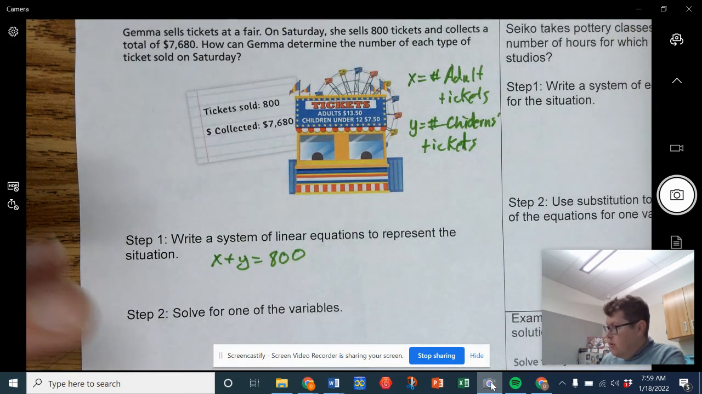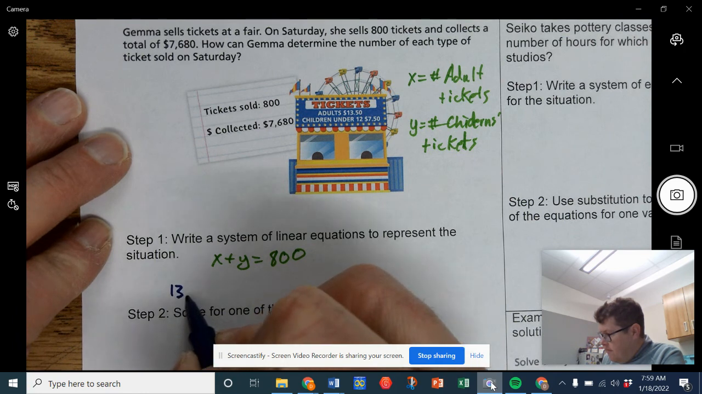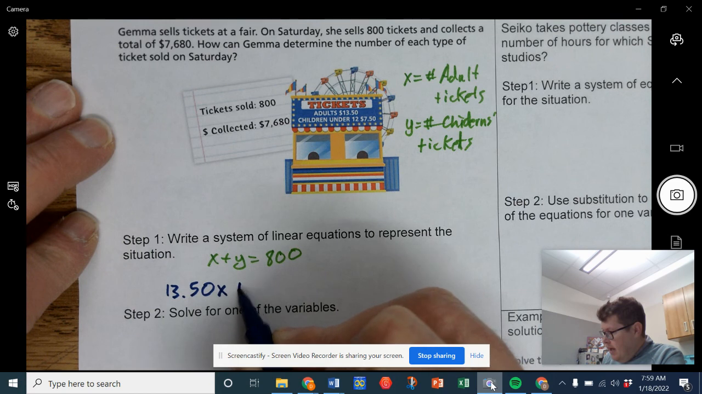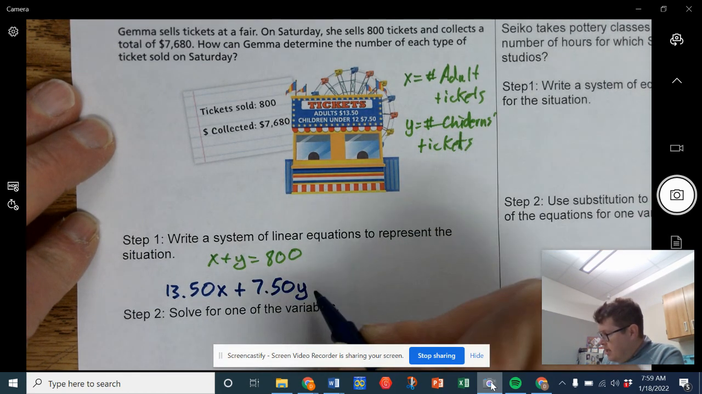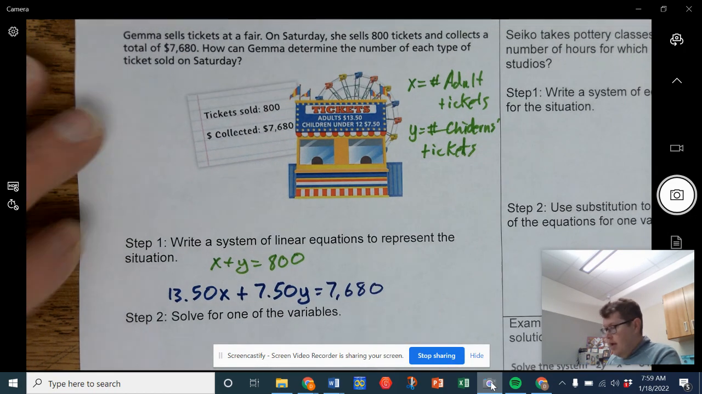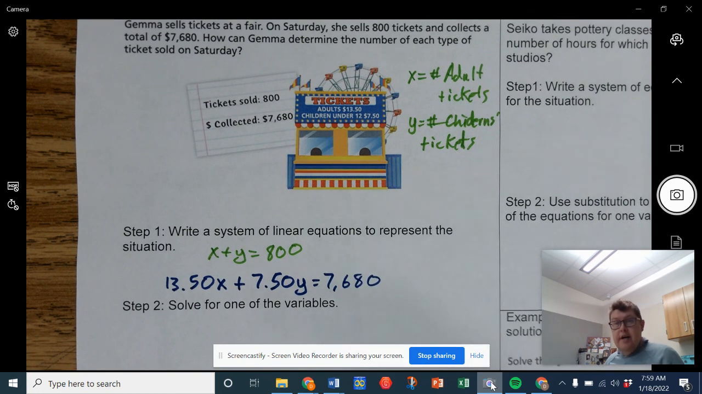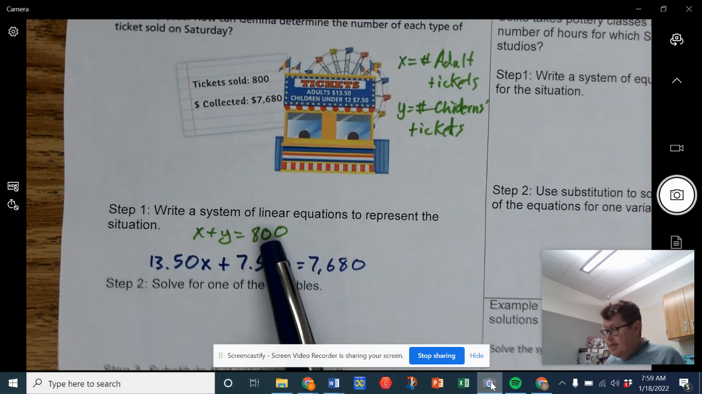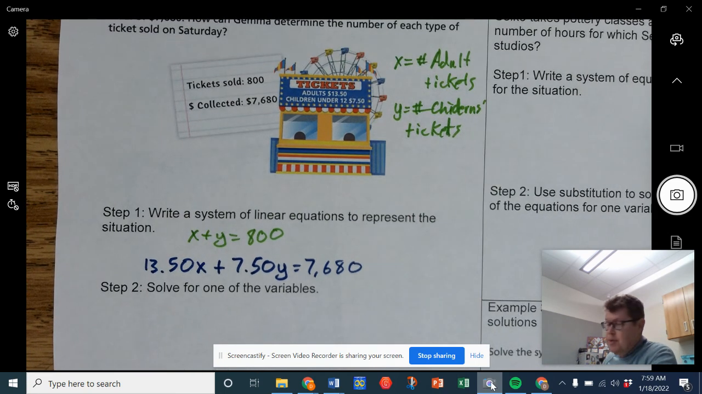And then now we'll do one that represents the price. We know that the price of adult tickets is $13.50, so we can say $13.50 times the number of adult tickets, and then we add the $7.50 times the number of children's tickets, equals the total amount collected, so $7,680. Okay, so boom, we have these two equations right here. Now, if we wanted to graph these, we could totally do that, but we don't have a graph, and honestly, that's a very big number, so we don't really want to mess with that graph unless you're doing it with Desmos.